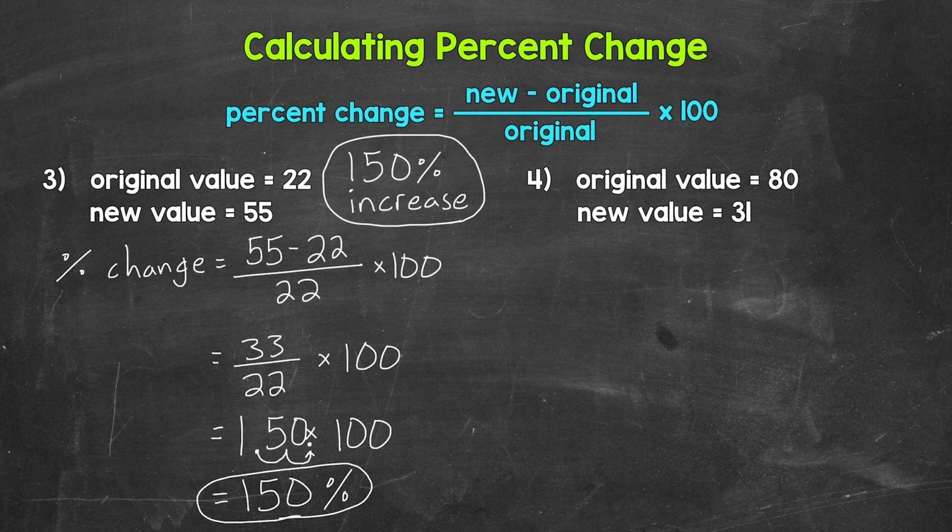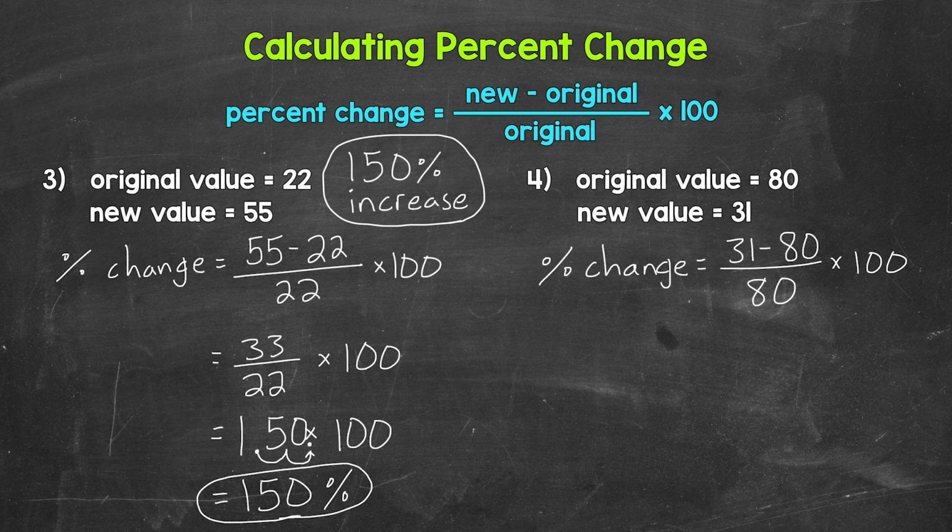Let's move on to number 4, where we have an original value of 80 and a new value of 31. So we have a decrease here. Let's find the percent change. So percent change equals the new value, 31, minus the original value, 80, divided by the original value, 80, times 100.